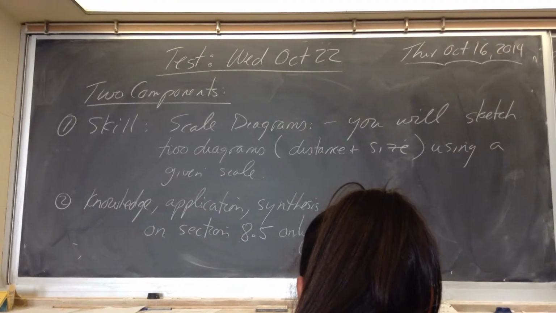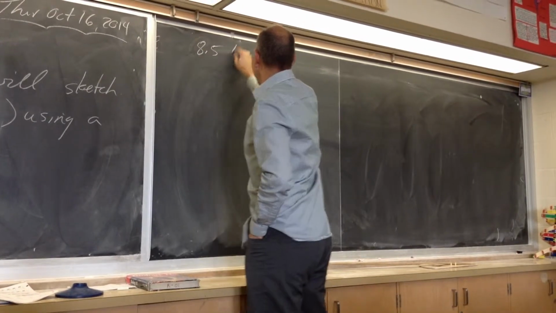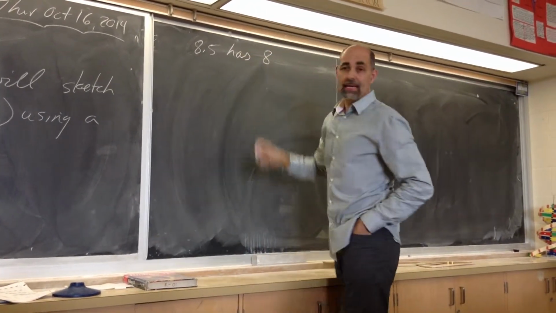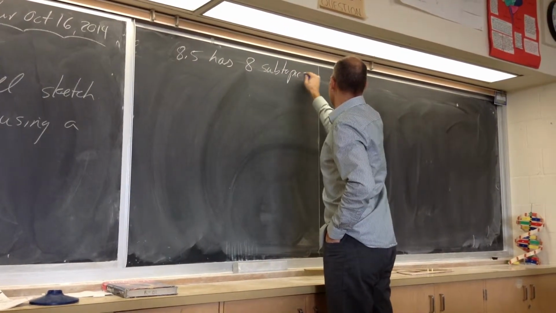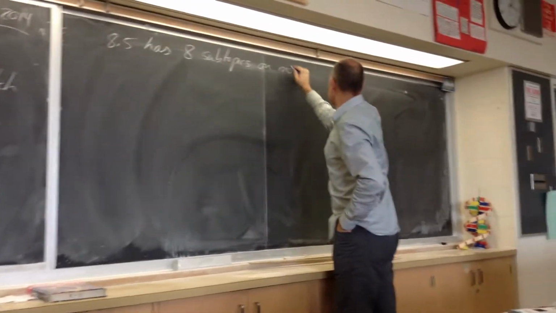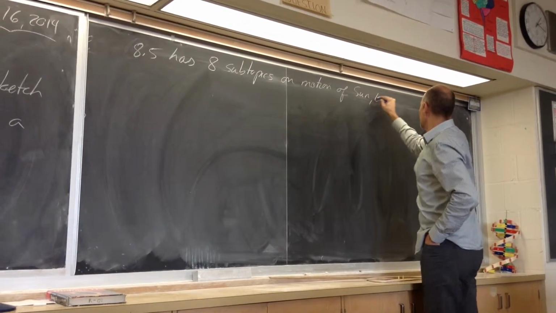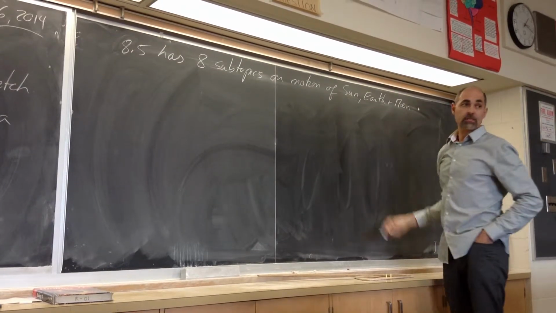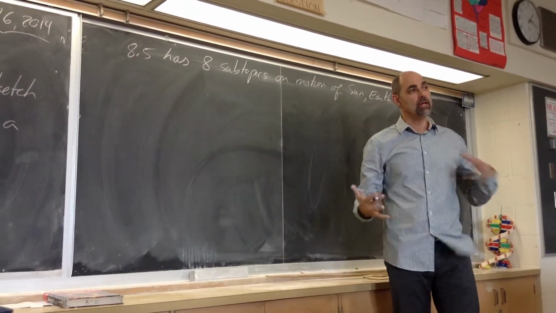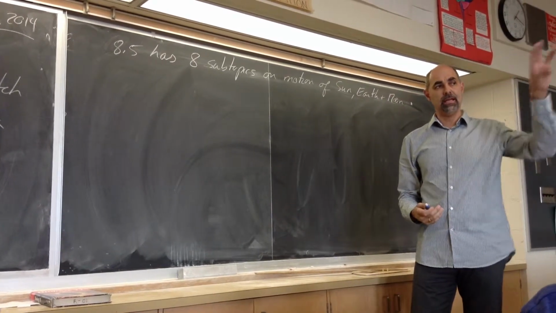Yeah. All right. So what's that going to look like? If you remember, 8.5 has 8 subtopics on motion, right, of the Sun, Earth, and Moon. And you guys all did a little presentation on that, and we kind of learned from each other, correct? I'm going to ask you to know in detail any 3.